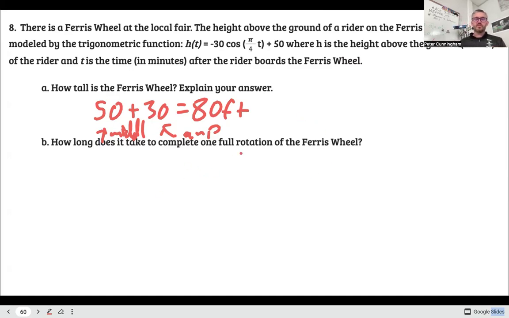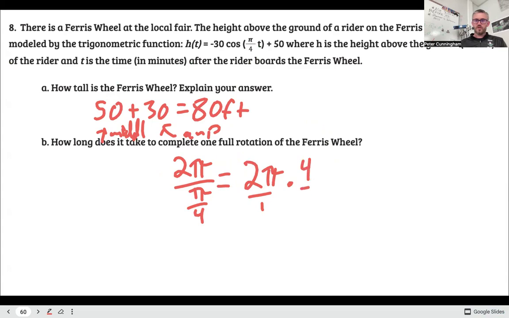How long does it take to complete 1 full rotation? So you've got your regular period of 2 pi, and you're dividing by pi over 4. Dividing by fractions is going to be tough, so I say, hey, do 2 pi over 1. Multiply instead of divide. Flip pi over 4 to 4 over pi. 2 times 4 is 8. 1 times pi is pi. Pi on the top and the bottom cancel out. We're talking in minutes here, so your period is 8 minutes.